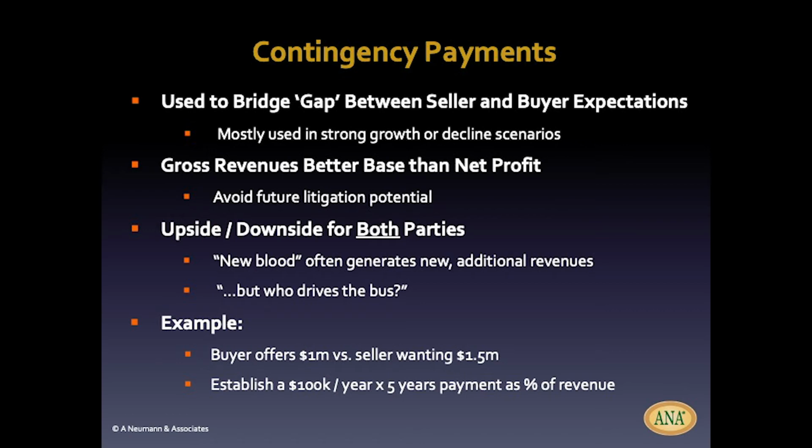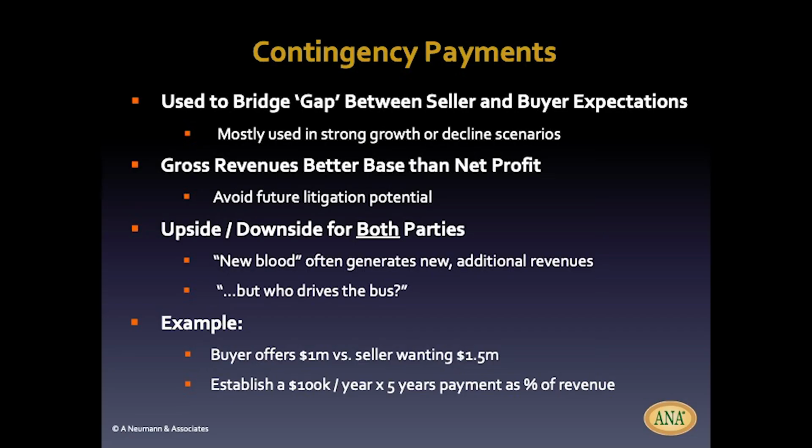There are upsides and downsides for both parties. Often new blood generates additional revenues, but ultimately who drives the bus? As an example, we had a buyer offering $1 million for a business versus a $1.5 million asking price. That was for a psychological testing facility in the pharma industry. It was kind of difficult to bridge the gap, so ultimately buyer and seller agreed on a royalty, establishing $100,000 for 5 years as a payout and applied that as a percentage to revenue. It ultimately worked very well because the seller came out ahead of the equation.